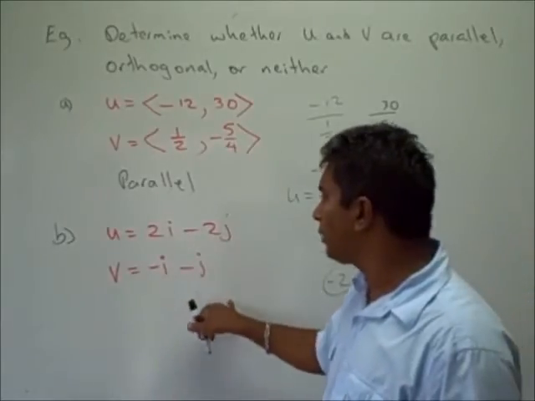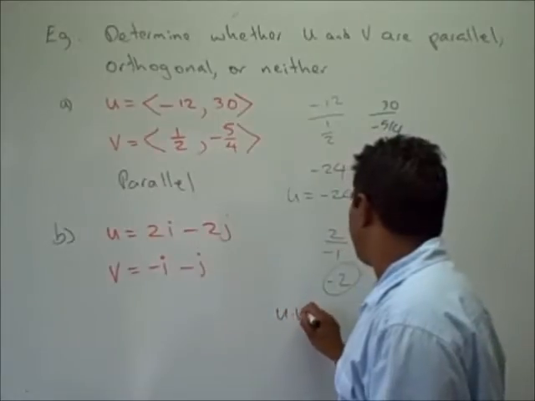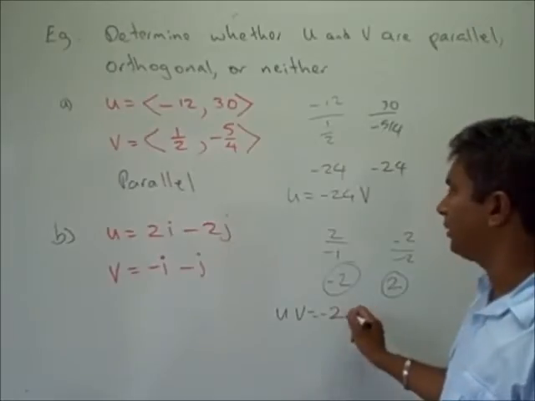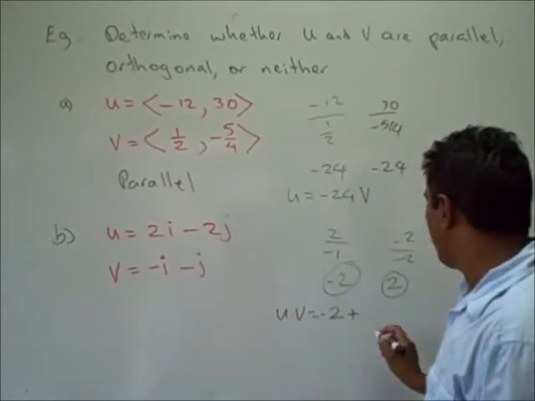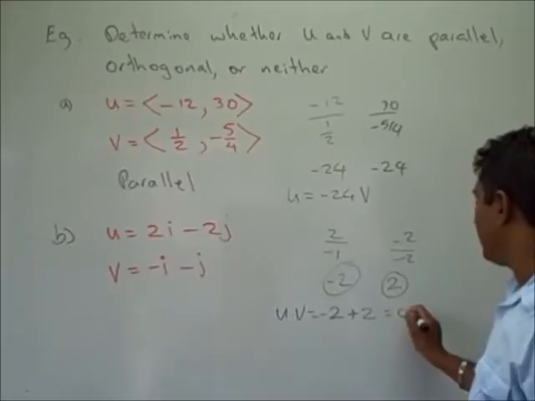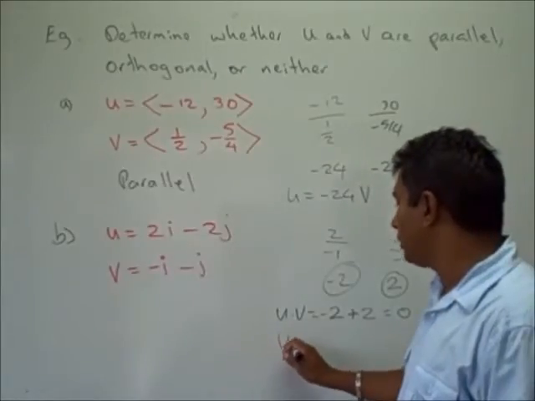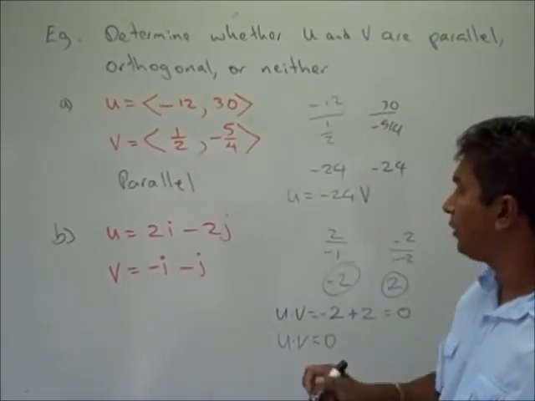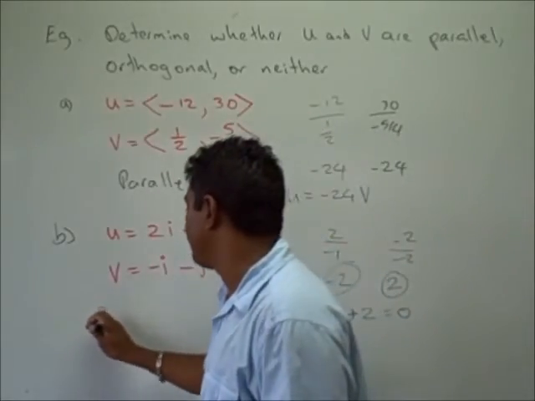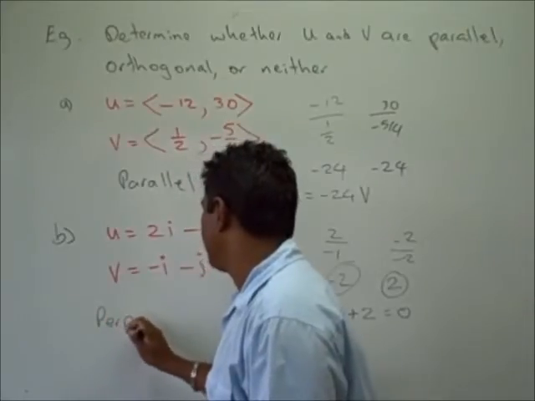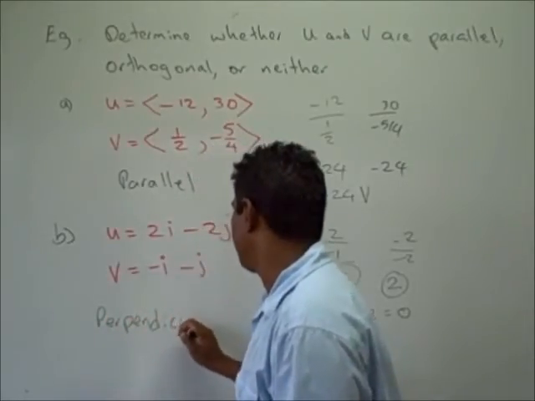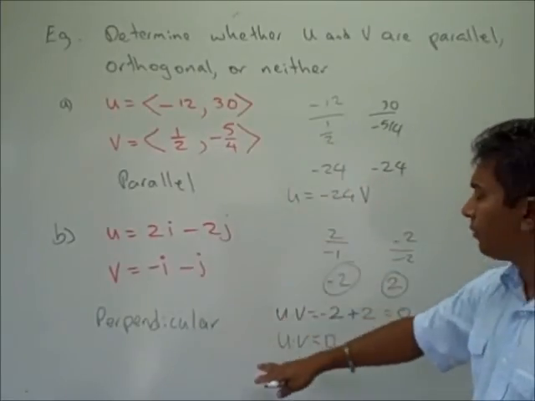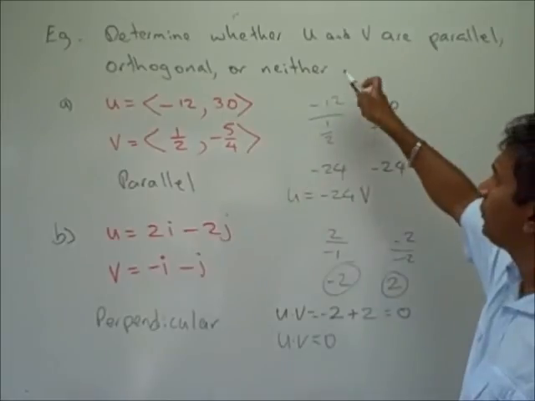If we take the dot product, we have u times v, so this is 2 times negative 1, which is negative 2, plus negative 2 times negative 1, which is a positive 2, so this is equal to 0. Since our dot product u times v is equal to 0, we know then that they're orthogonal or perpendicular. And if they were neither perpendicular nor parallel, we would say they were neither.